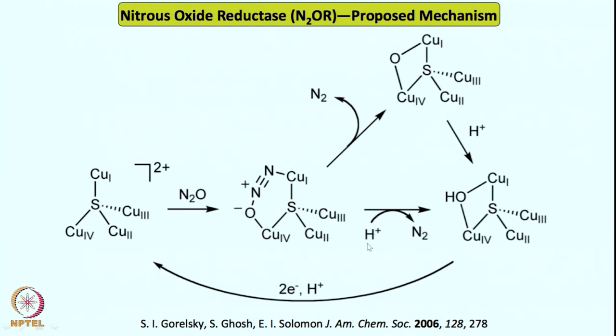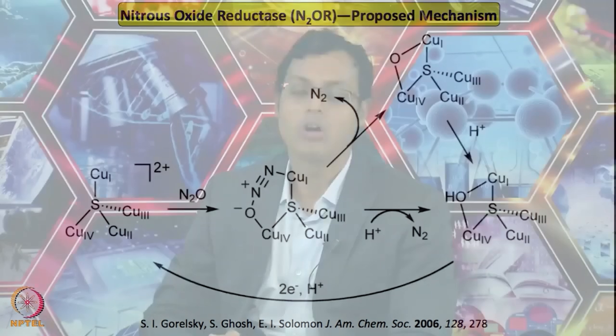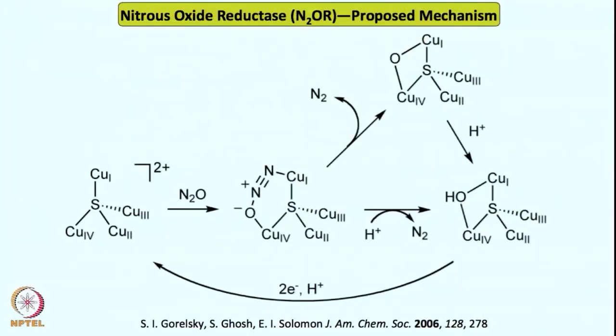Of course, this protonation can directly happen simultaneously when nitrogen is going out to form this intermediate, and subsequently it can be converted to the starting point. So, overall, this nitrous oxide will bind between two copper centers, copper 1 and copper 4. Subsequently, activation will take place, and then removal of nitrogen will give rise to this copper oxo copper core, which can undergo protonation, or a direct protonation will lead to the nitrogen formation, from which two electrons and one proton can lead to the regeneration of the active site.